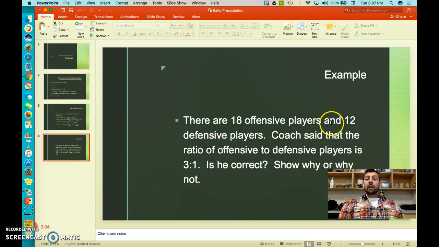So here's an example. There are 18 offensive players and 12 defensive players. Coach said that the ratio of offensive to defensive players is 3 to 1. Is he correct? Show why or why not. Go ahead and try this on your own. Work with your teacher to find the answer.